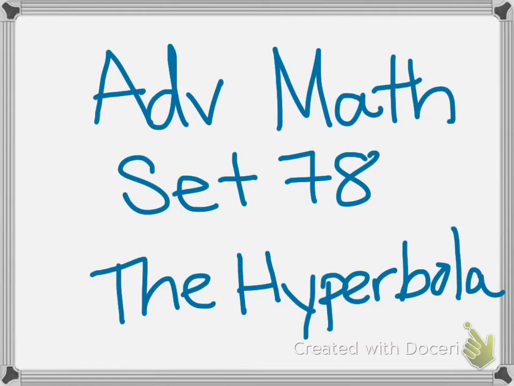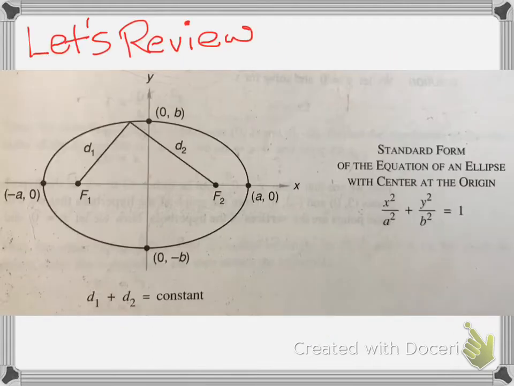This is Advanced Math Set 78, the hyperbola. Okay, so first we'll review. This is the equation of an ellipse. This is an ellipse with center at the origin, and the standard form of the equation is right here: x squared over a squared plus y squared over b squared equals 1.